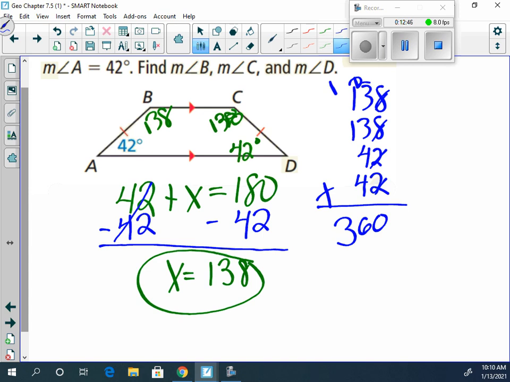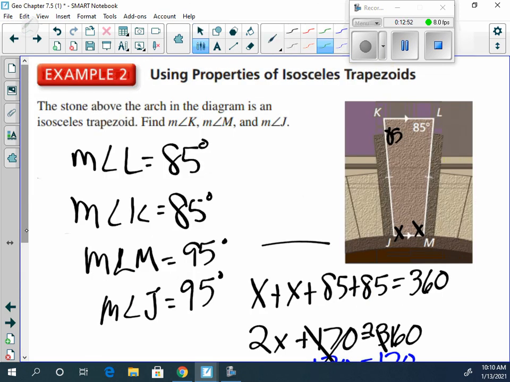Well, wait a minute. Could we have used that on the last one? So let's see here. 85 and 95. Well, what is 85 plus 95? 5 plus 5 is 0, carry the 1. 9, 10, and, wait a minute. Yeah, that has to be 180. Yes.